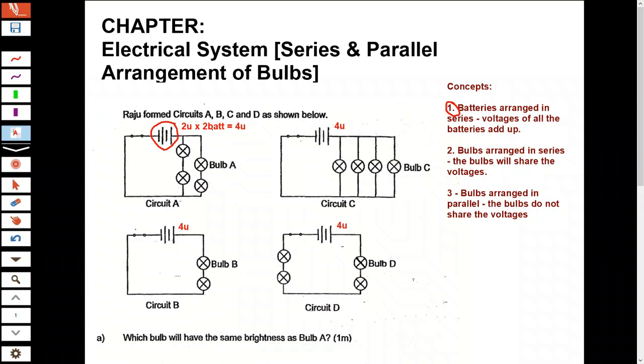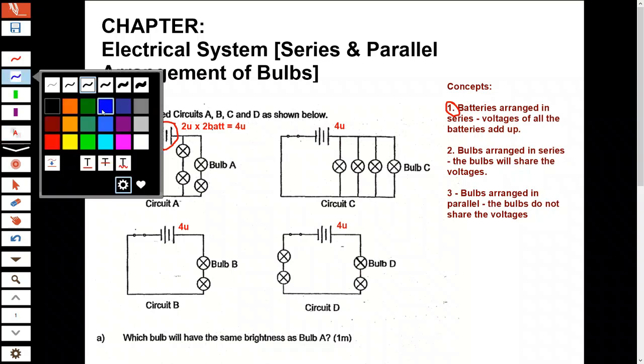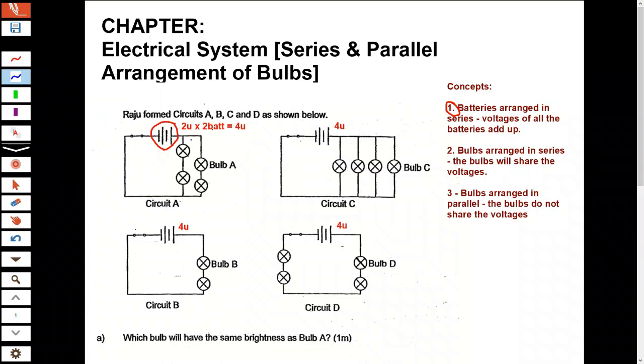Okay, so for example, if we look at circuit A, I will use a different color for bulbs. If we look at circuit A, you will realize that these two bulbs that I circled in blue are sharing the same pathway. What do we mean by sharing the same pathway? Watch. If I were to highlight the electrical pathway, the path that electric current will be flowing through, it is represented by that green highlighted path. Do you realize that both bulbs that I circled are touching that green pathway? That shows that they are sharing the same pathway.